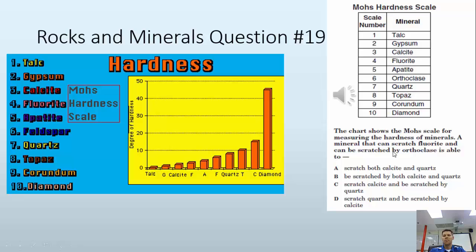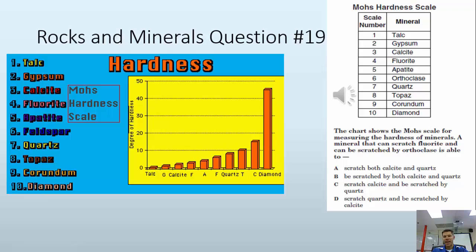The chart shows the Mohs scale for measuring the hardness of a mineral. So a mineral that can scratch fluorite, so all the minerals that can scratch fluorite, which is a hardness of 4, would be the minerals below it. 5, 6, 7, 8, 9, and 10. So a mineral that can scratch fluorite, which we know is minerals 5 through 10, and be scratched by orthoclase. So what can be scratched by orthoclase?